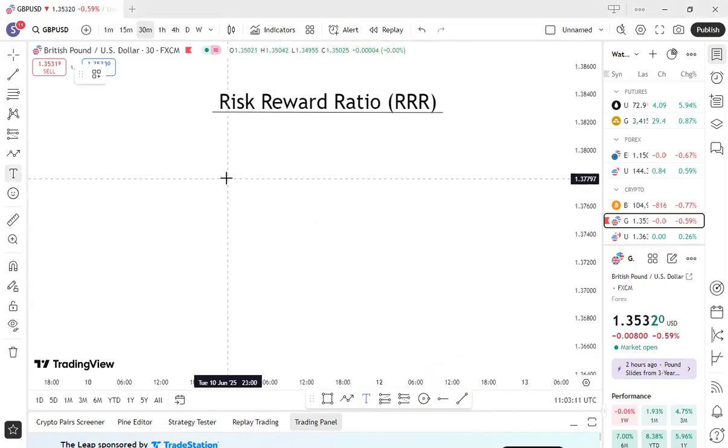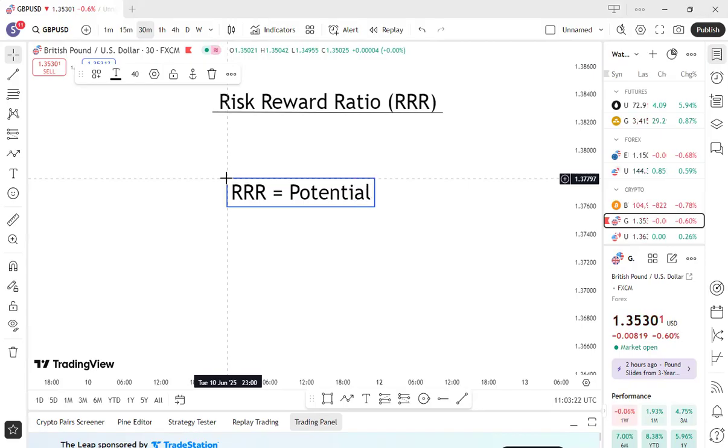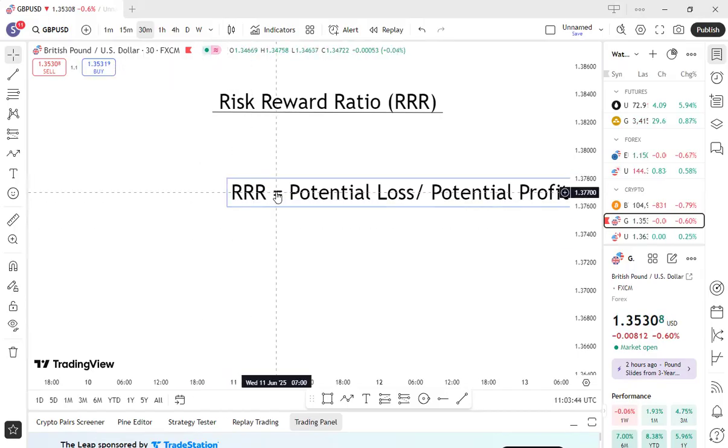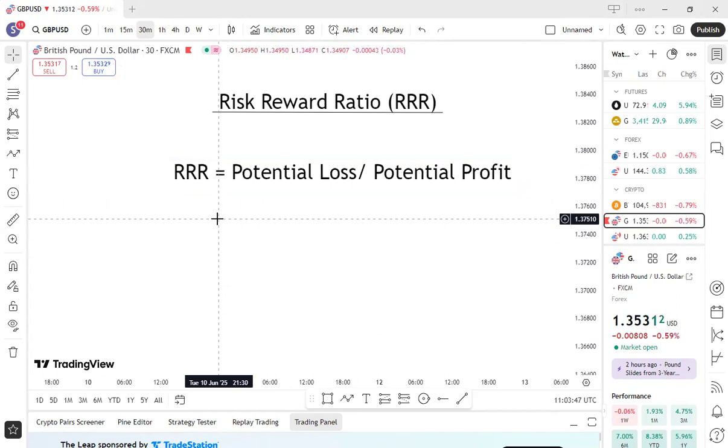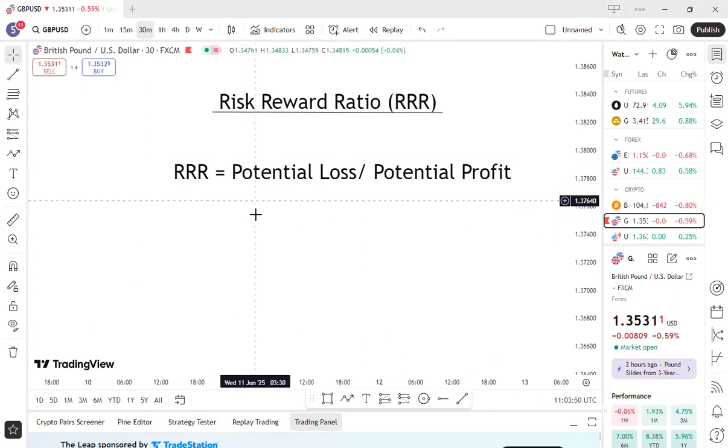All right. So the formula you have to use to calculate your risk reward ratio is your potential losses divided by your potential profit. So this is the formula you can use to calculate your risk reward ratio.